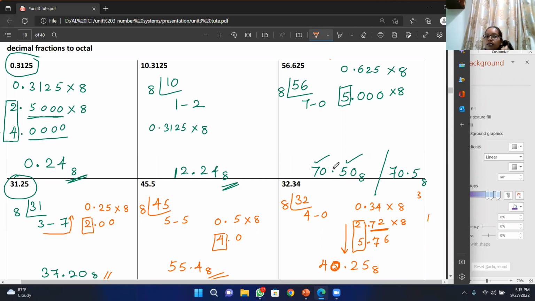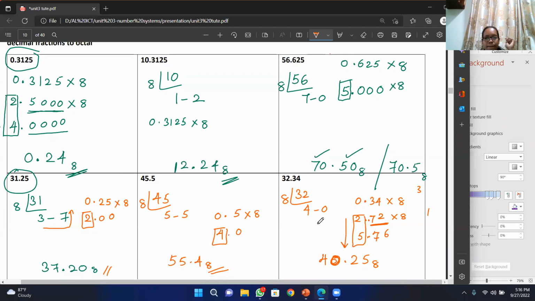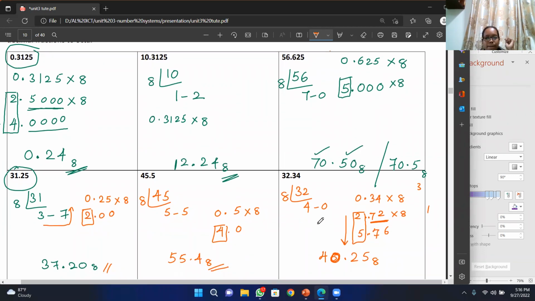That is decimal fractions into octal. The next one is decimal fractions into hexadecimal. Again, the same way. You have to multiply by 16 there, right? Is it okay, Pyumika? With me, okay?